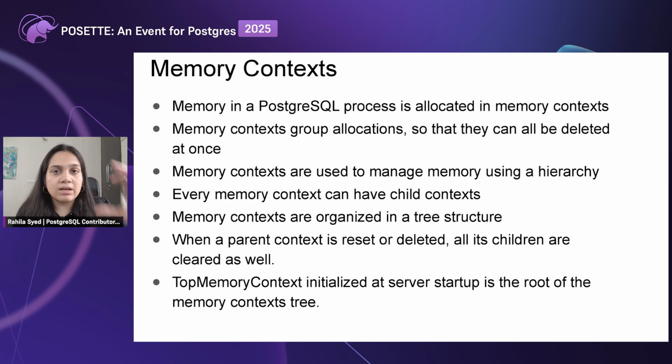These memory contexts are arranged in a hierarchy. A memory context can have n number of children, and it is usually a child of another memory context. These memory contexts can be created on the fly by the backend. Whenever it's trying to allocate memory, the backend will first create a memory context, and that allocation will then be associated with the memory context.